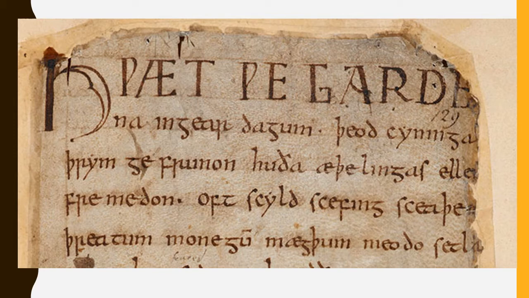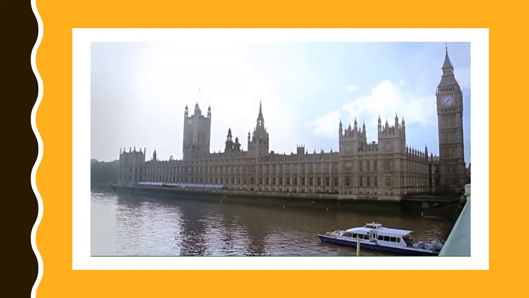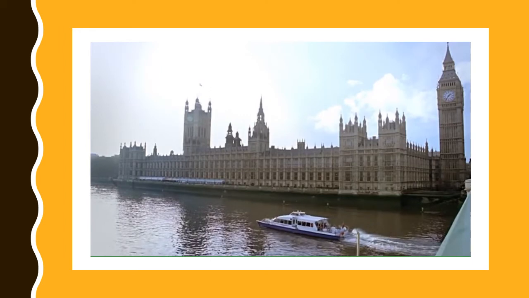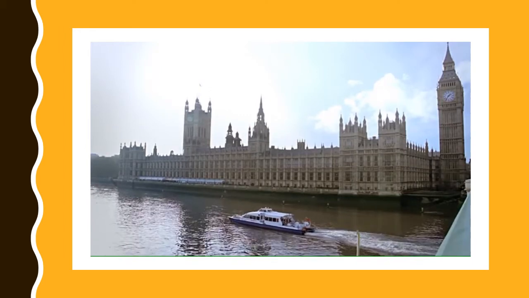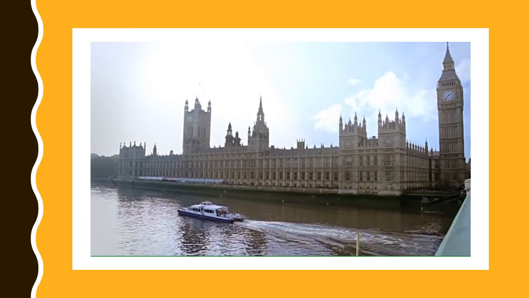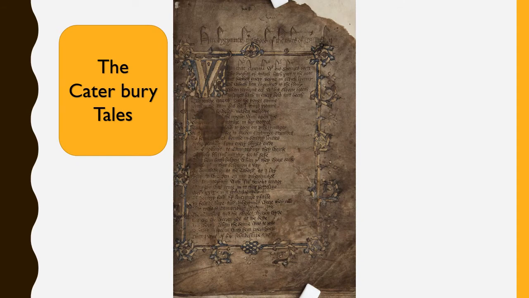The earliest surviving manuscripts in Middle English are from 1150. In 1348, English replaced Latin as the language of instruction in most schools. In 1362, English replaced French as the language of law. English was used in Parliament for the first time. In 1388, Middle English was the language of the great poet, father of English, Geoffrey Chaucer, who started writing the Canterbury Tales, an unfinished frame narrative.